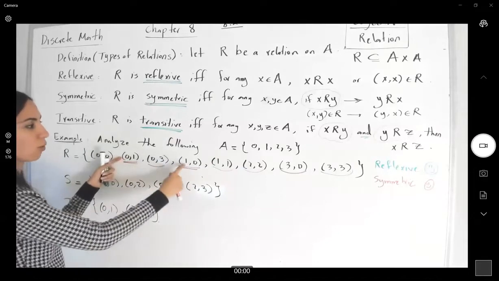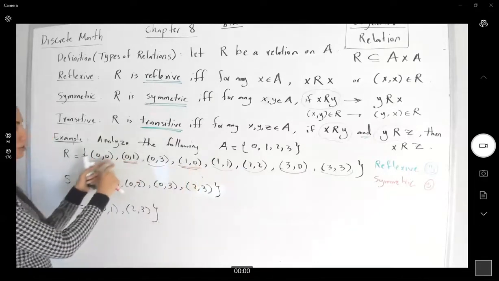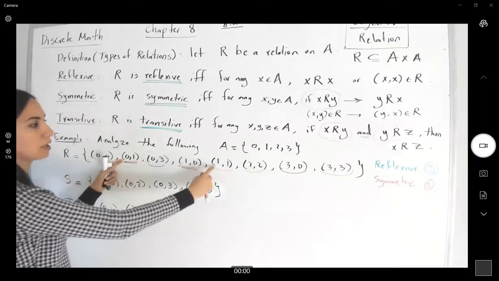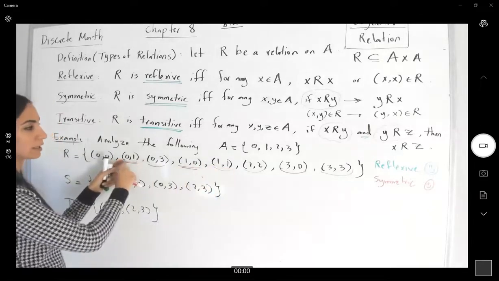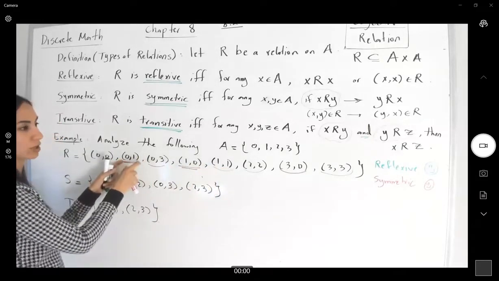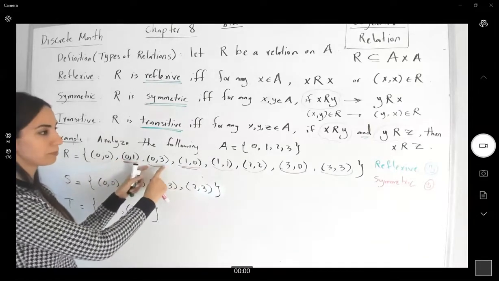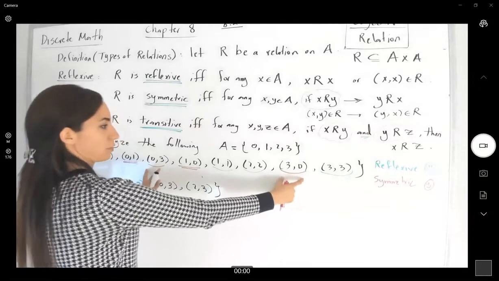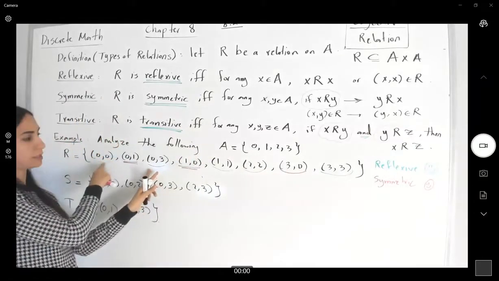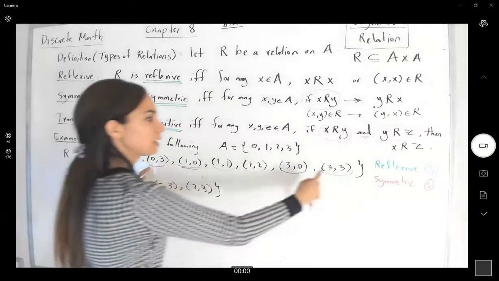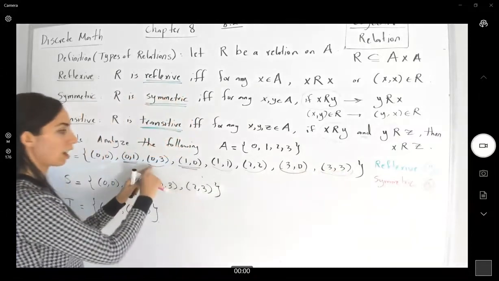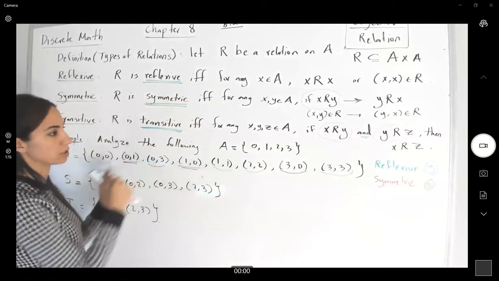(0,1), (1,0), (0,0) is here. (0,1), (1,1), I get (0,1), which is just right here. What about (0,3)? (0,3), (3,0). Okay, do I have (0,0)? Yes. (0,3), (3,3), I get (0,3), which is just right here.